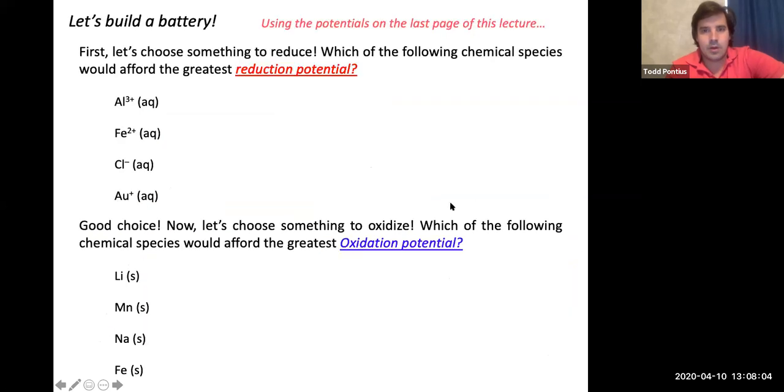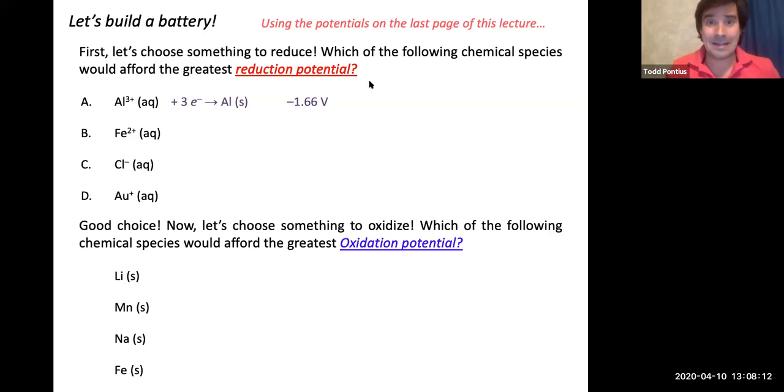So, aluminum 3 plus, the reduction potential of that is negative 1.66 volts. That's not favorable at all. Iron 2 plus is negative 0.440 volts. That's not the value I first said, but still not favorable.